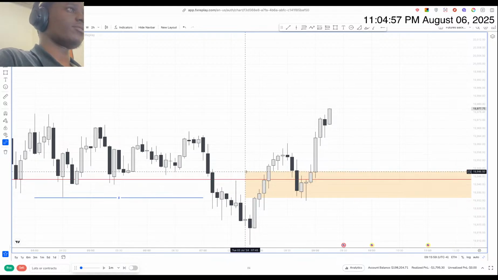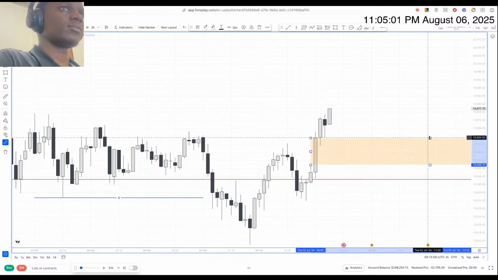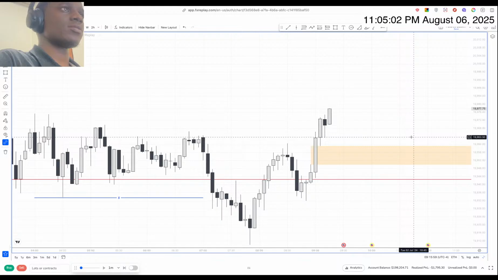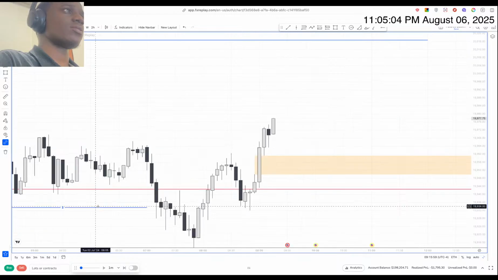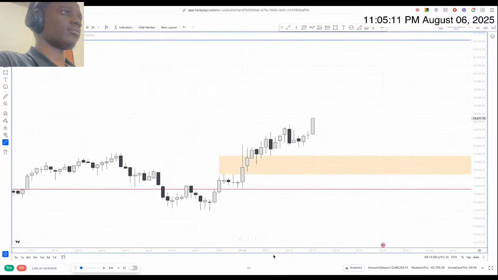So we have this 5-minute fair value gap. We might return to it, this one here, because you can see the model operating here. Sweep, shift. We might get a retracement to the fair value gap as well. And down to 1.